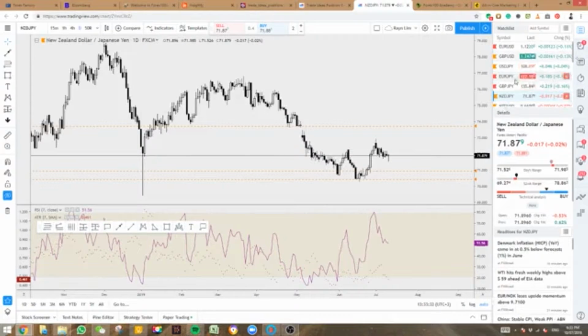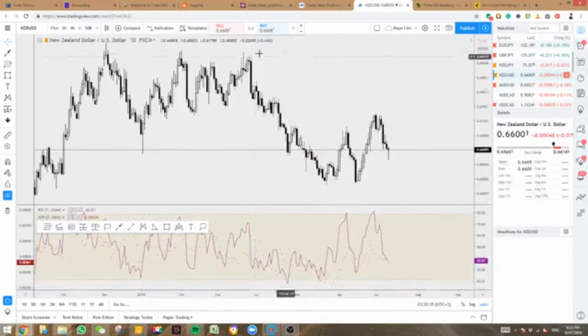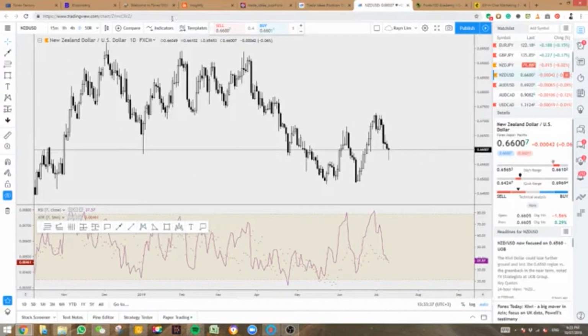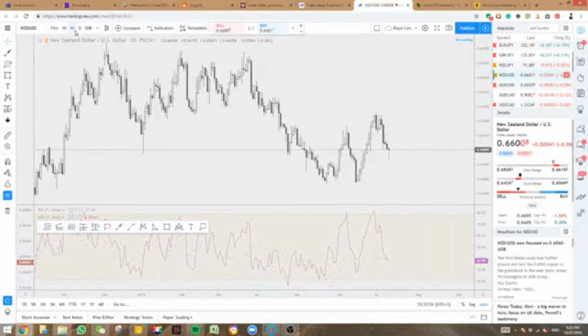To the New Zealand dollar. So on the New Zealand dollar daily chart, we can see a W formation. A W formation in this case, I am not so much looking for a harmonic pattern, but a very simple double bottom trading opportunity. Head to the 4-hour chart.